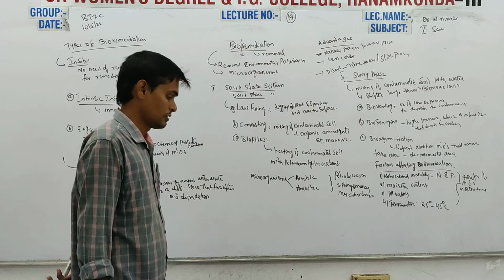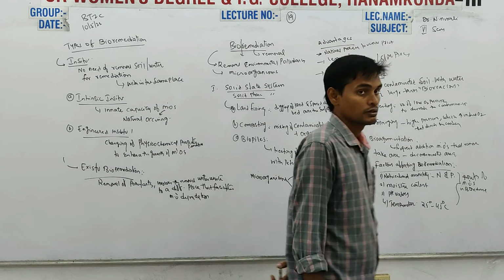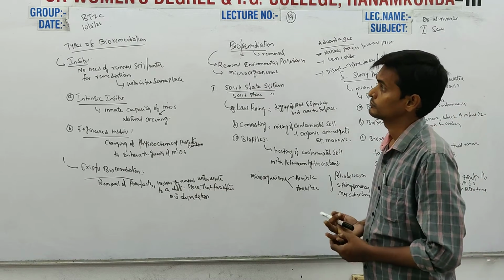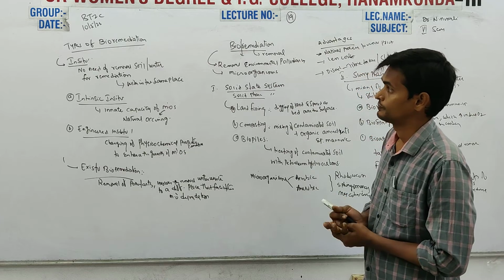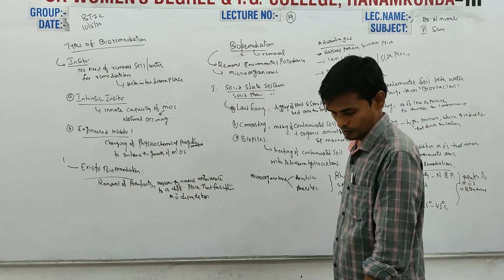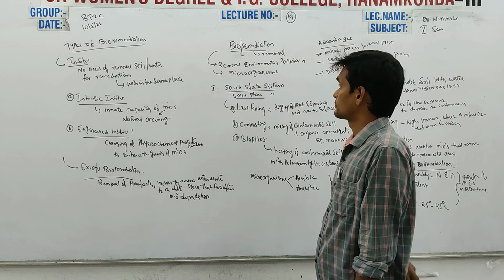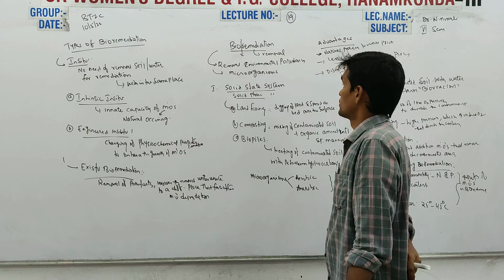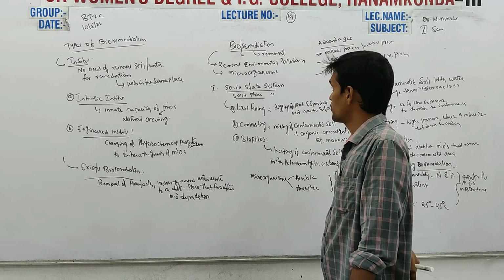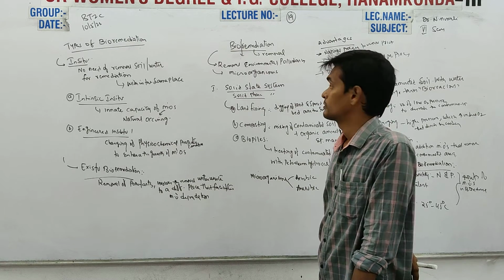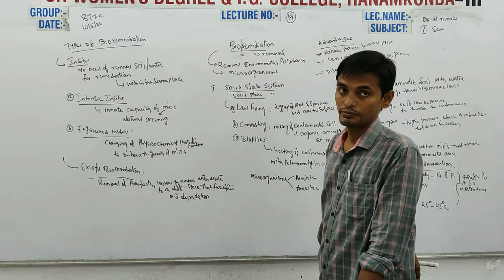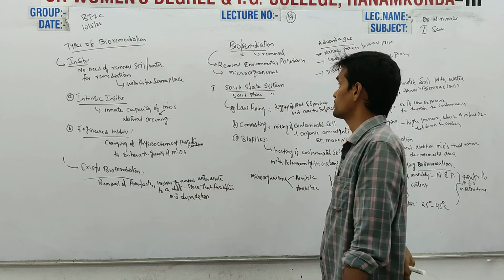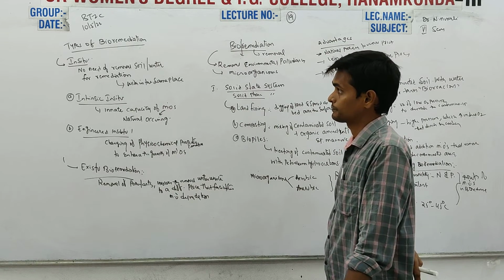So these are all about bioremediation. We will once again revise bioremediation. Bioremediation is the removal of environmental pollutants with the help of microorganisms. With the help of microorganisms, such a process is called bioremediation.